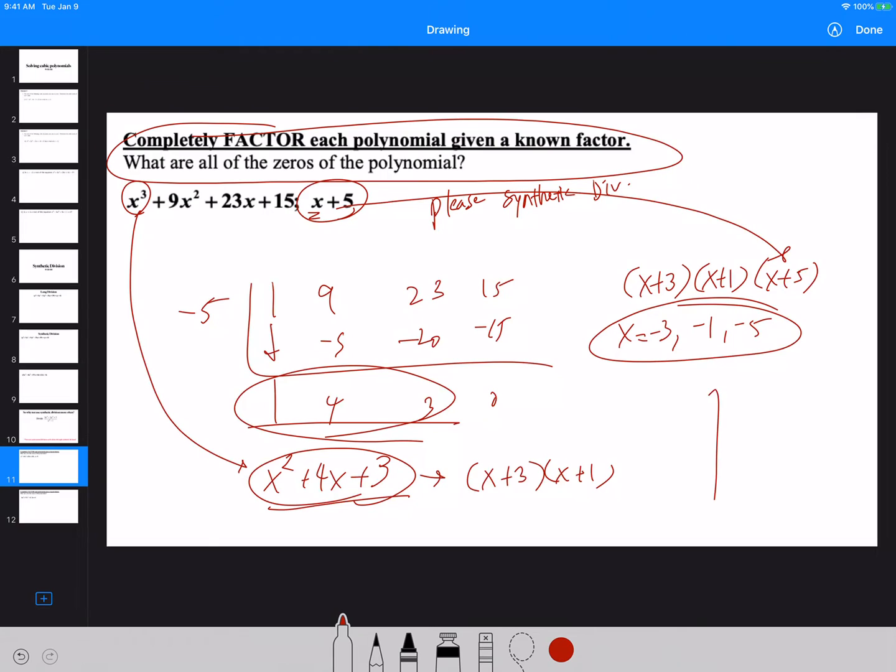Those would be our x-intercepts. So -1, -3, -5, it's going to go through these 3 points. Something I'm going to teach you later, it's going to look like that. Okay, those are the graphs of cubic functions.